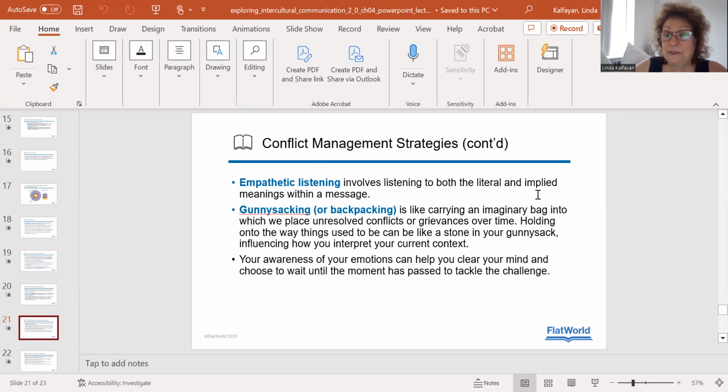Empathic listening involves listening to both the literal and implied messages within a message. So again, you're listening for the words, but what is the entire message? You're looking at the nonverbal, you're understanding the feedback, you're understanding the field of experience, which is that person's background, past experiences, knowledge, feelings, attitudes. Gunny sacking or backpacking is like carrying an imaginary bag into which we place unresolved conflicts or grievances over time. Holding on to the ways that we used to be can be like a stone in your gunny bag or backpack, influencing how you interpret. So sometimes if we cannot shake the old ways we did things, you're holding on to something that is preventing you from moving forward into a new area, a new idea.